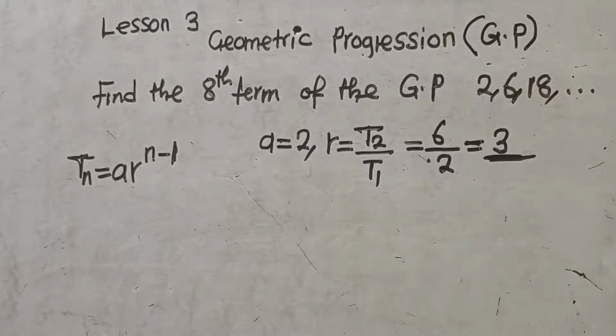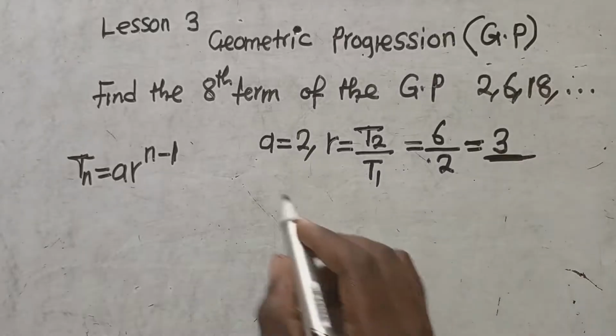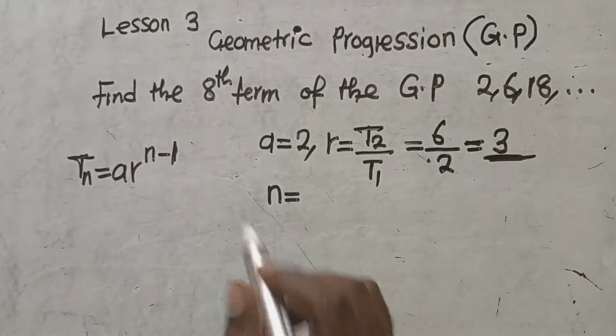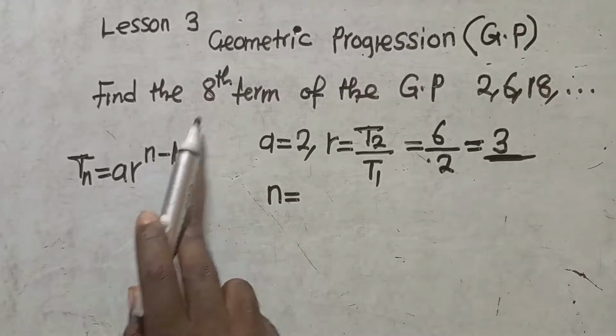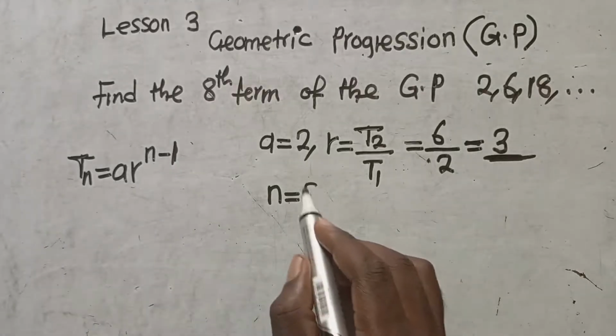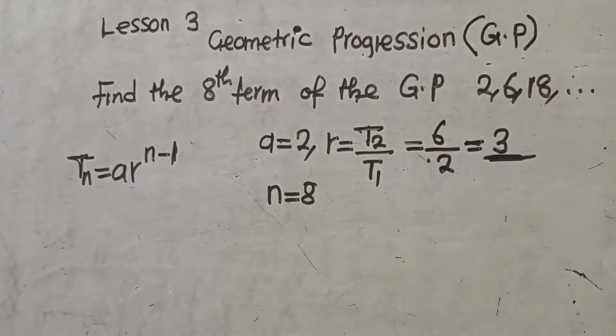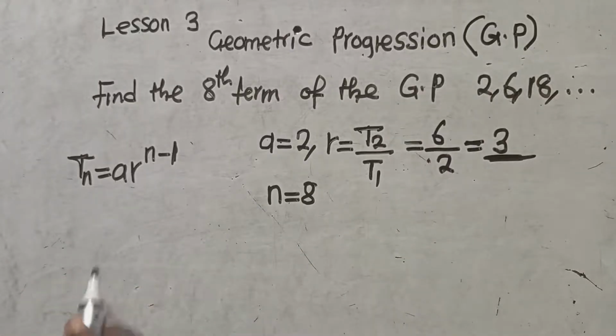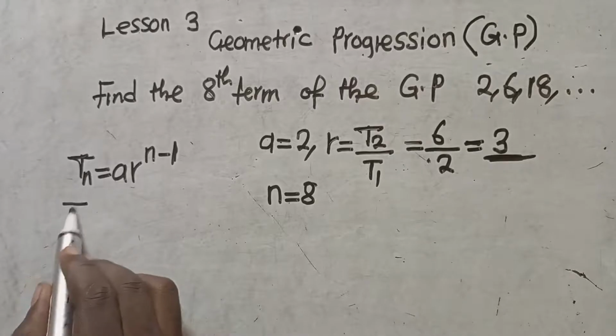This is what you are supposed to do. What is n in this case? n is the number of terms. You are told to find the 8th term, term number 8, which means n is equal to 8. Then you just substitute in this particular formula.